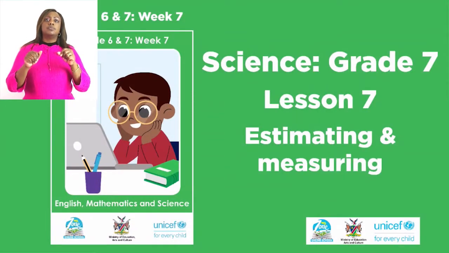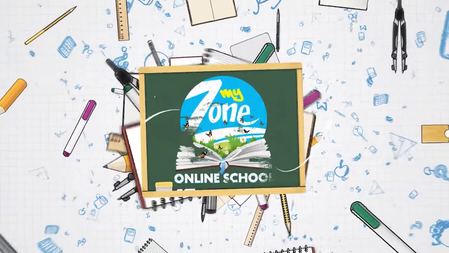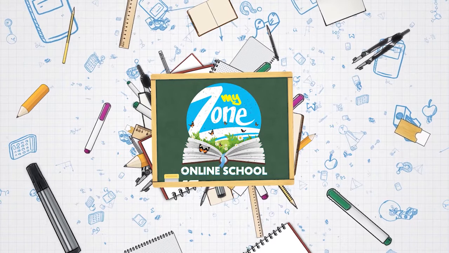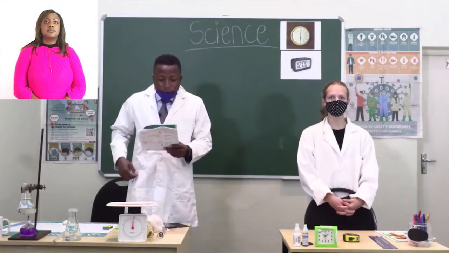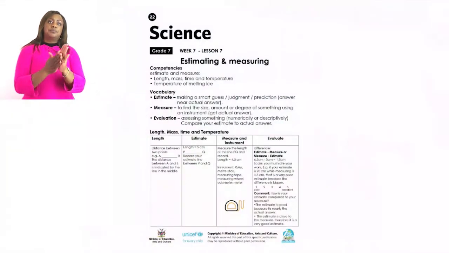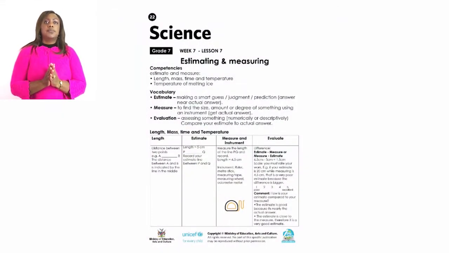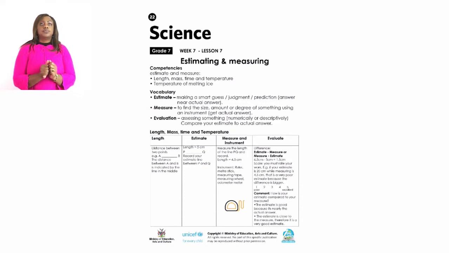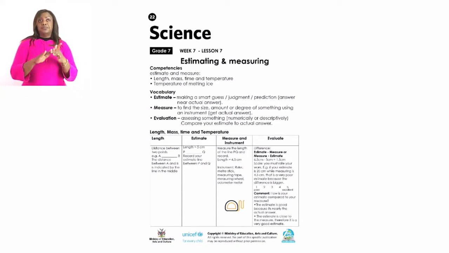Today's lesson is on estimation and measuring. Let us go to page 22 on our booklet where we have to start the work of today, estimating and measuring. The competencies there are to estimate and measure, whereby we are measuring the length, mass, time, and temperature. We also need to know the temperature of the melting ice.